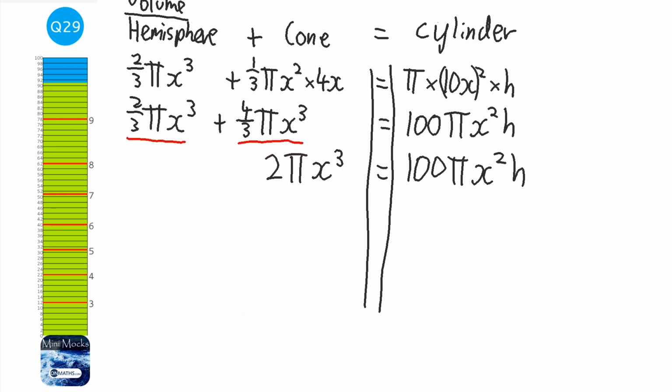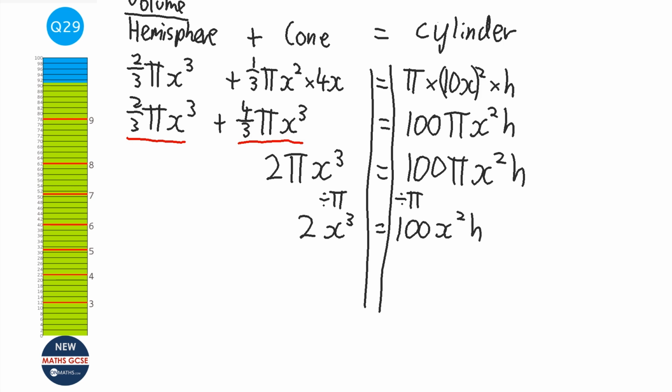So first thing I need to do, well, let's have a look. What's easy to do? Well, what's easy to do is just divide both sides by pi. Let's get rid of the pi's. So 2x cubed equals 100 x squared h. Now we want h on its own, so we're getting close. We need to divide by the x squared first to get h on its own. So I'm going to divide by x squared.